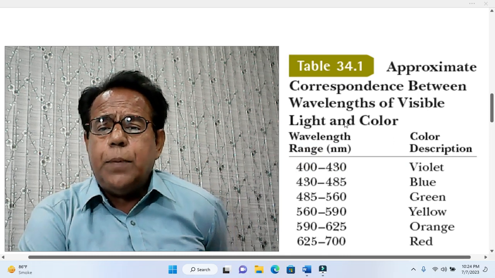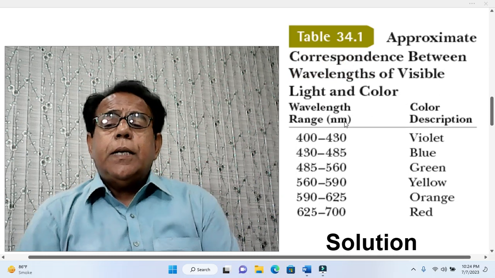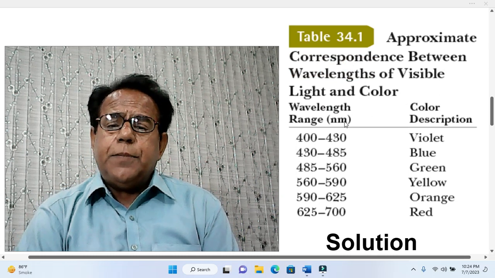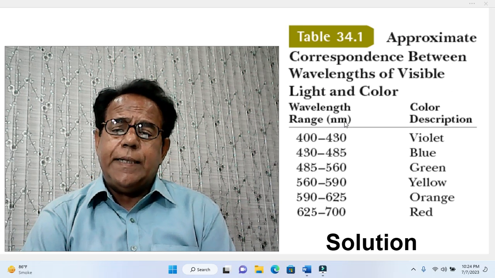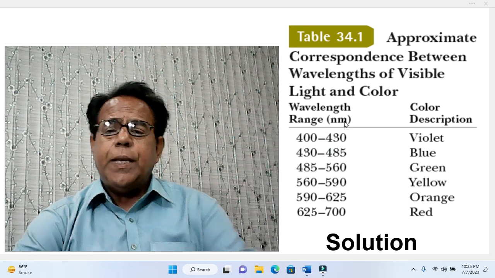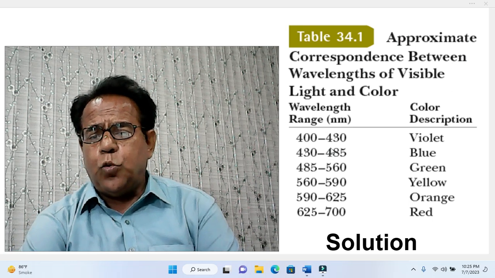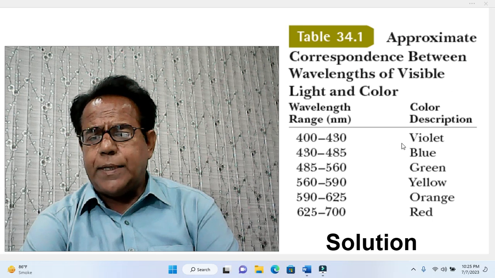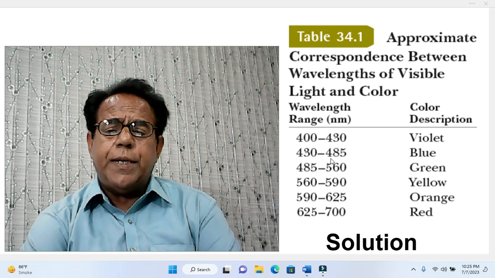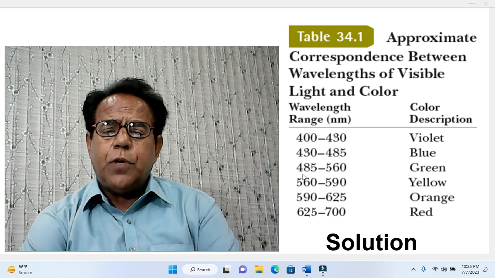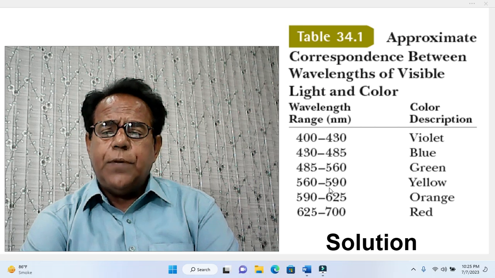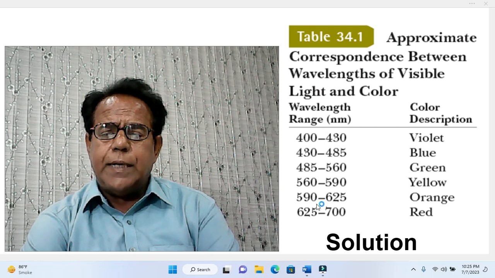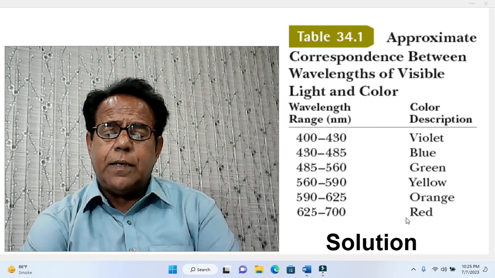Tool number 3: approximate correspondence between wavelengths of visible light and color. Wavelength range in nanometer, color description. Wavelength range from 400 to 430 nanometer is violet. From 430 to 485 nanometer is blue. From 485 to 560 is green. From 560 to 590 is yellow. From 590 to 625 is orange. From 625 to 700 is red.